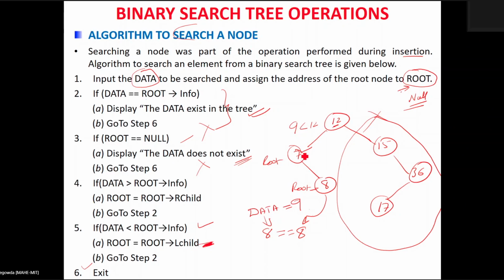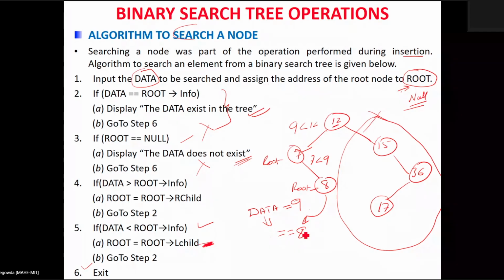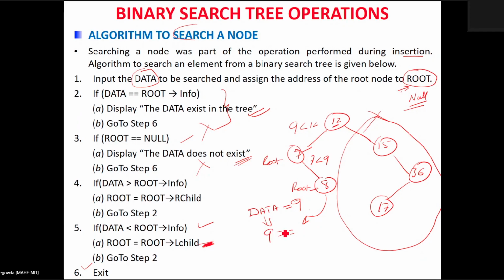Then after that you are going to compare 9 with 7. Since 7 is less than 9, you are traversing right. Now you are going to compare 9 with the value 8 here. This is the value which we are going to compare now. Your root is pointing to this, but the root value is nothing but 8 in this case.